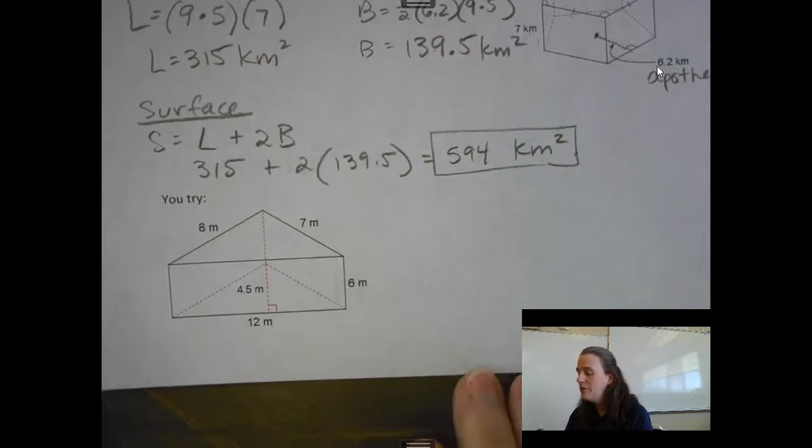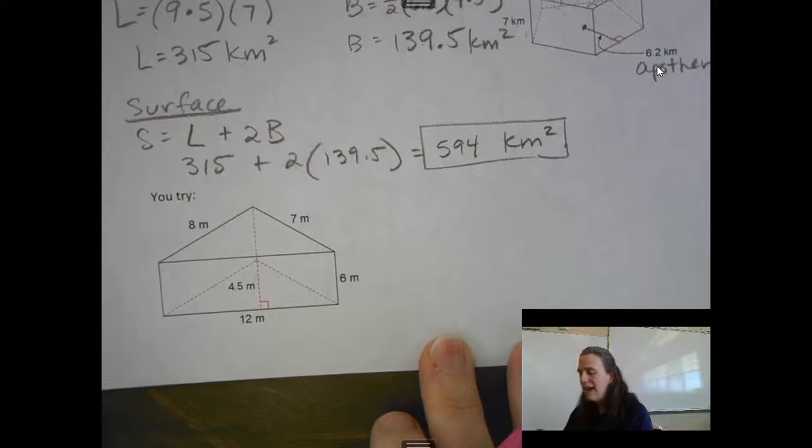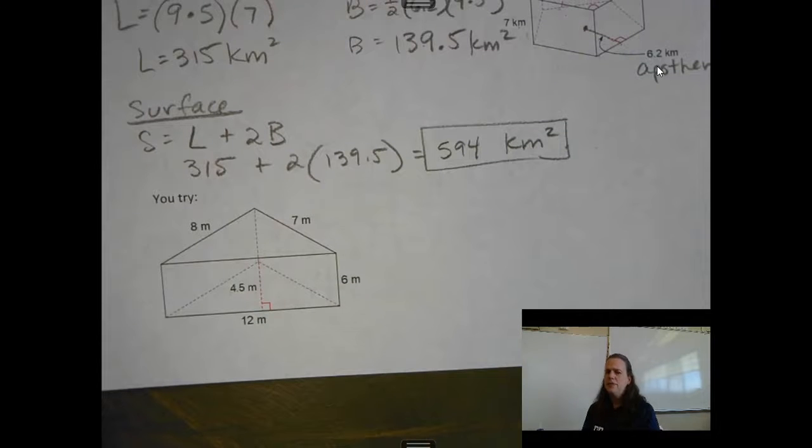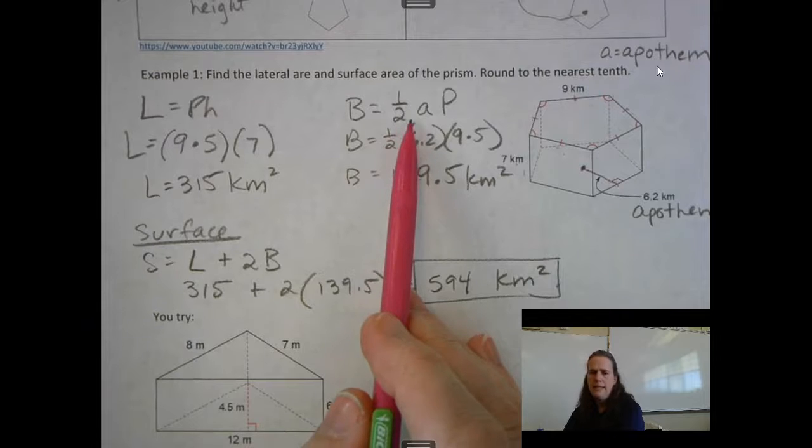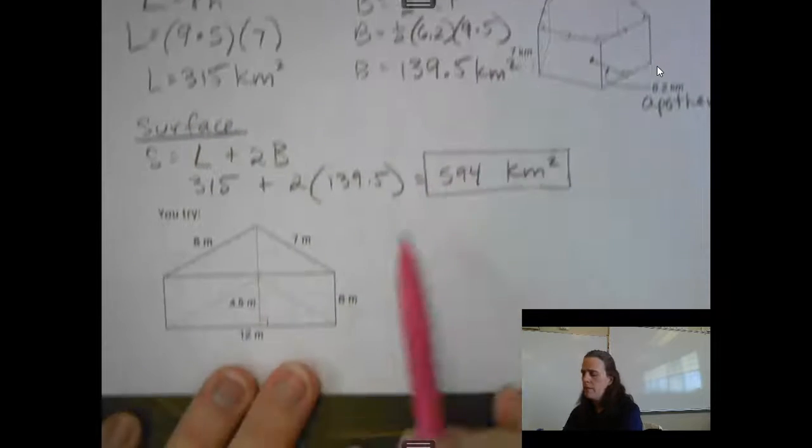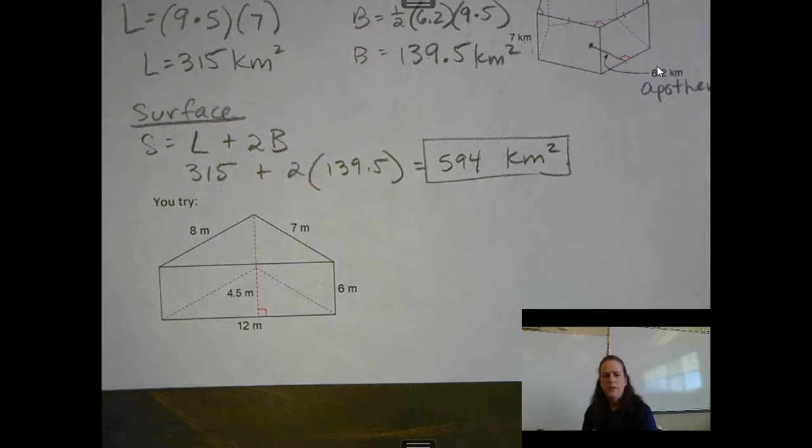All right, one for you to try. This one's a triangle, so you'll have to think about how to get the area of a triangle. It won't be the same formula as the polygon, the pentagon. A little bit different. Pause your video and find the total surface area for that triangular prism.